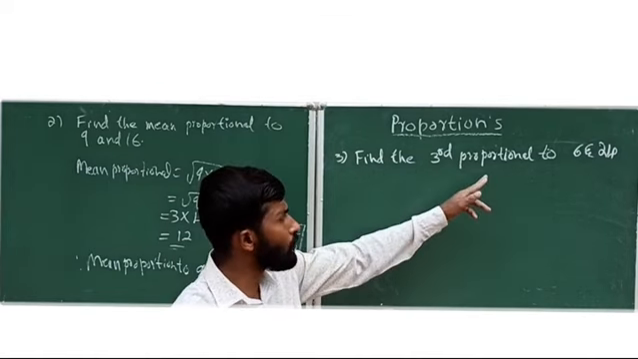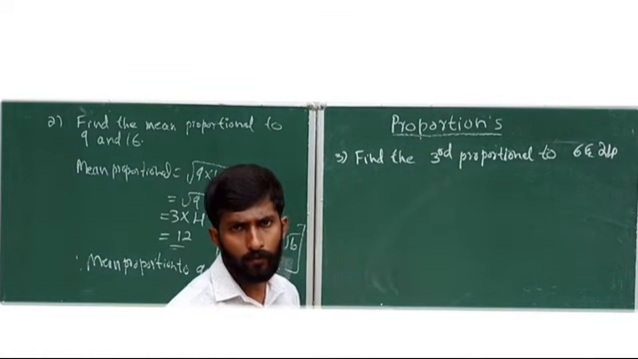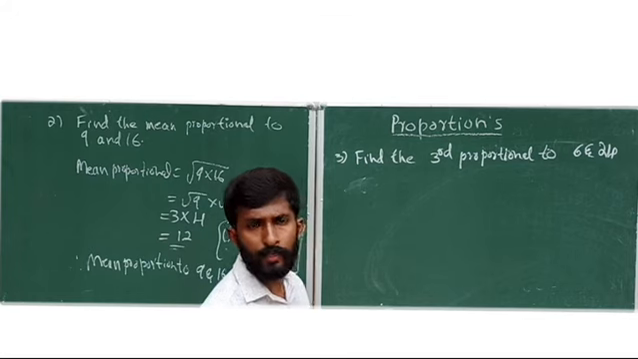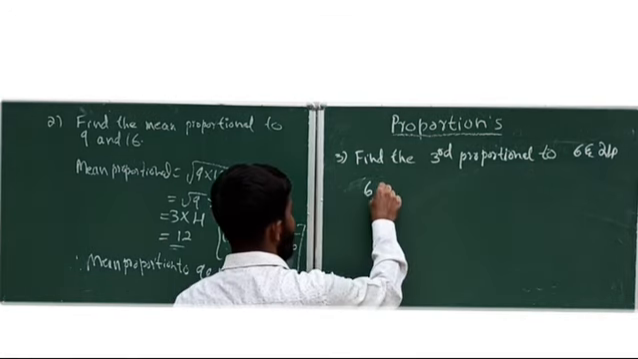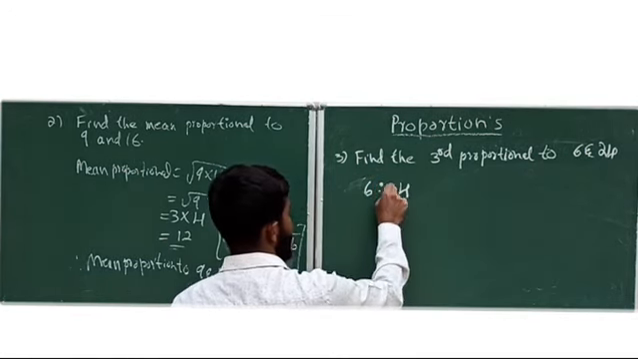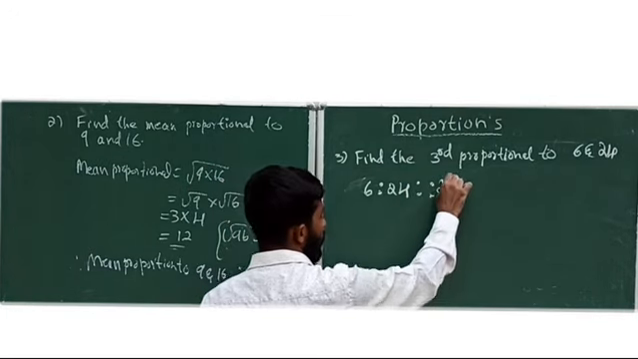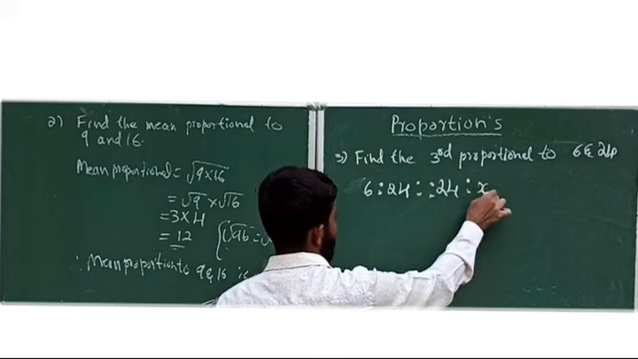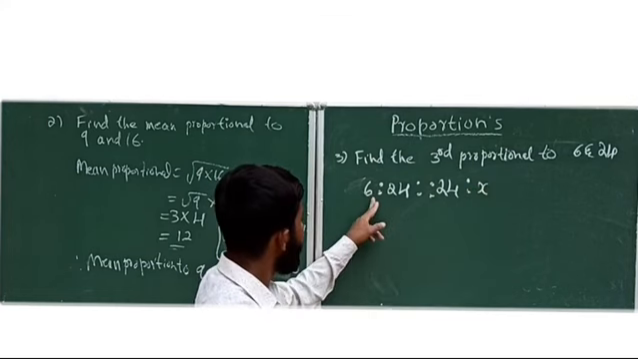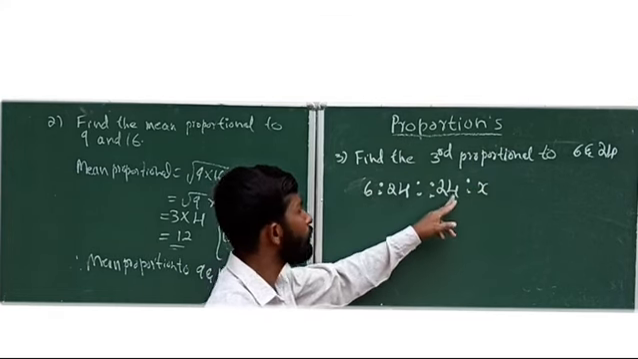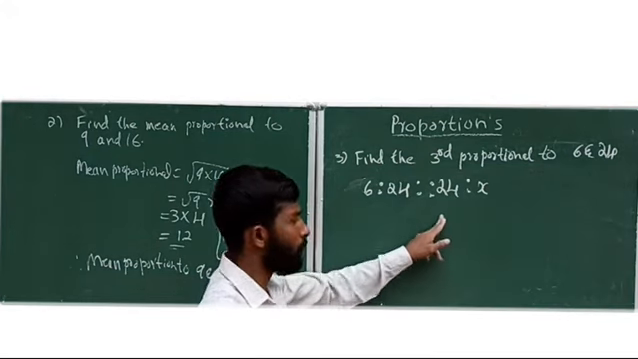Find the third proportional to 6 and 24. To solve this question, we need to write it as 6 is to 24 is proportional to, again take the second number, 24 is to x. Now see, it's in the formula A is to B proportional to B is to C. Here B is the common term.